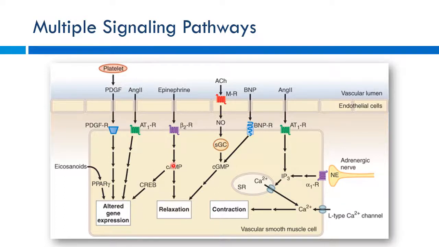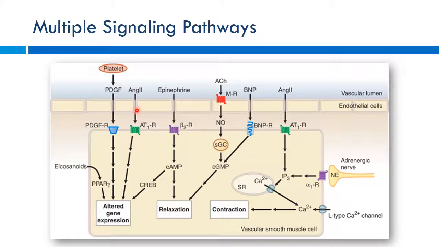Here's a good example of a vascular smooth muscle cell that can be affected by things like angiotensin 2. Anyone ever heard of angiotensin 2? We're going to look at angiotensin converting enzyme inhibitors a lot when we get into the cardiovascular material, but this is really an important one for causing vasoconstriction.